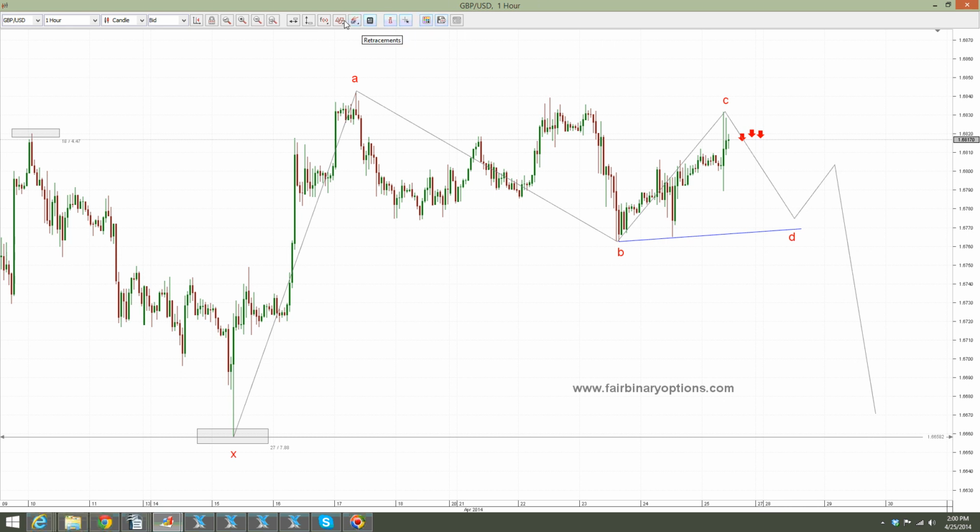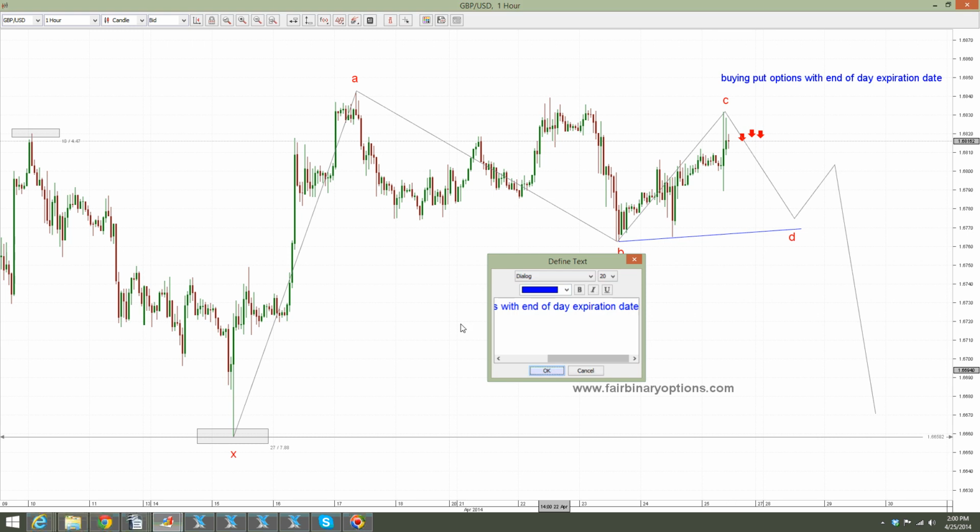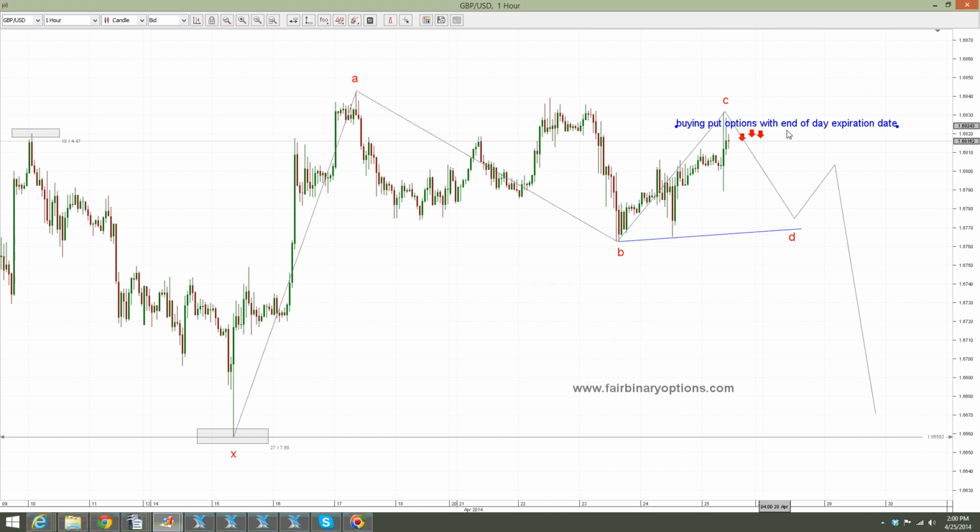So let's write here that we are buying put options with end of day expiration date. End of day would be today, by the time the US session is going to end. So that would be our recommendation here on fairbinaryoptions.com.